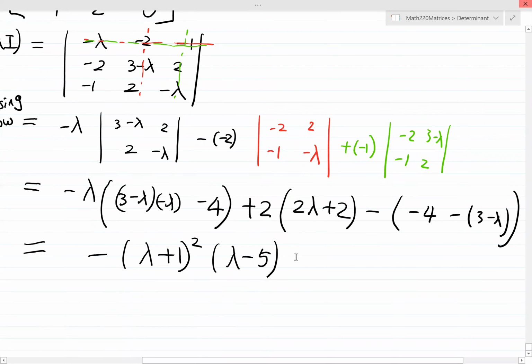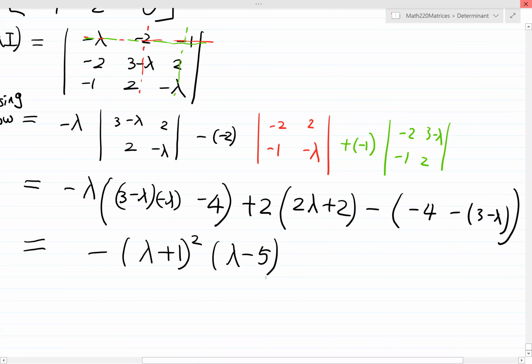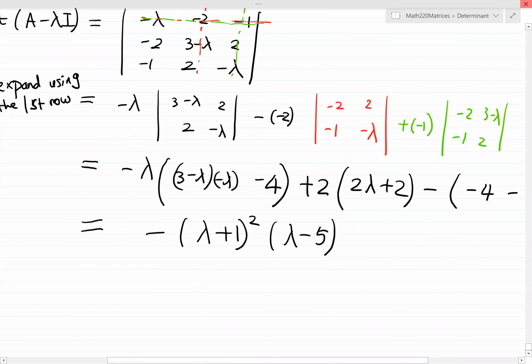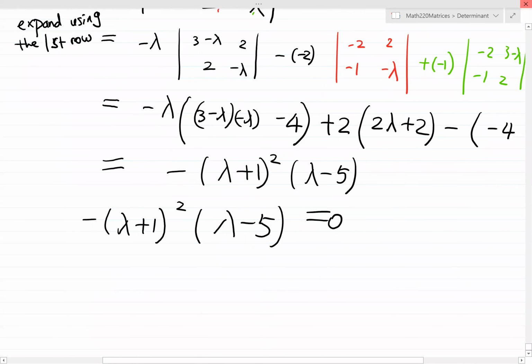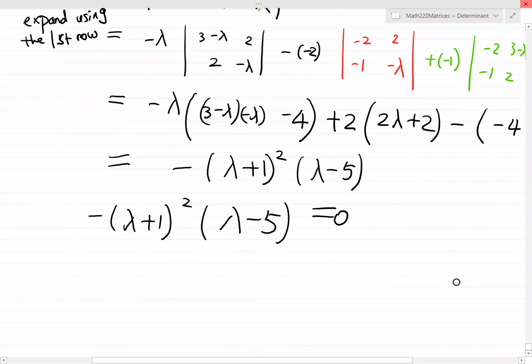Okay, so we find the characteristic polynomial. The characteristic polynomial is this. You see the factor lambda plus 1 has a multiplicity 2. So this means we do have a multiplicity. In this case, we set the characteristic polynomial to be 0, and then solve for its roots. Then its roots are the eigenvalues of the matrix A.